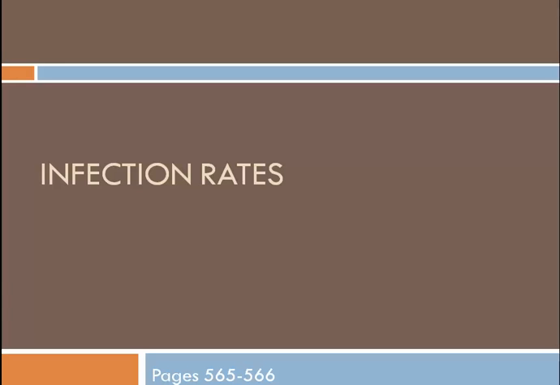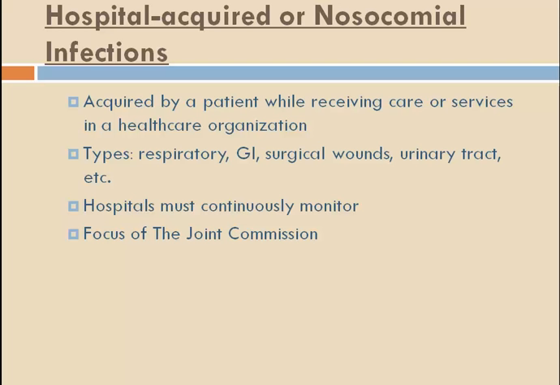The third type of rate that we'll be covering in this module is infection rates, and these are covered in your textbook on pages 565 to 566. Infection rates focus on hospital-acquired or nosocomial infections, and those are infections that a patient acquires while they're receiving care or services within a healthcare organization.